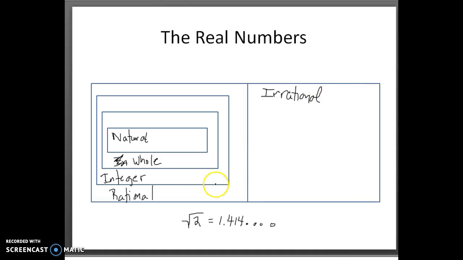irrational, okay? And so this big box over here is the rational numbers. And within the rational numbers, we have these subcategories of integer, whole number, and natural number. Irrational numbers are not a category of rational numbers. They are on their own.